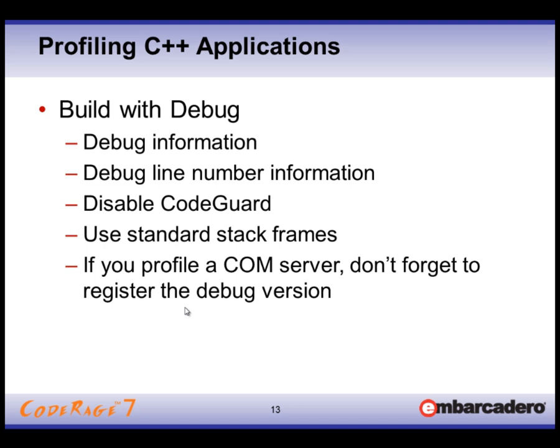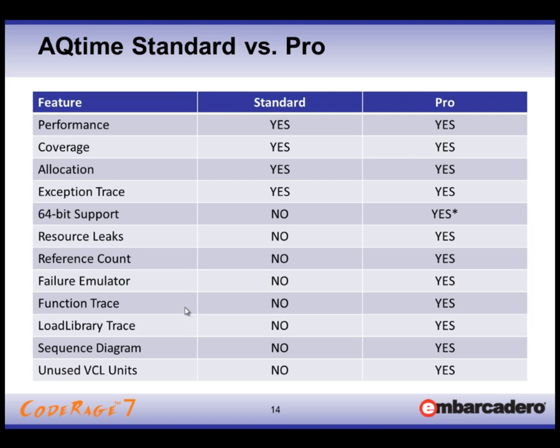And important, if you have a COM server, don't forget to register the debug version when you run your test, because that's the one that's going to be loaded in memory. Otherwise you won't get performance data. And as mentioned earlier, AQtime Standard is a free version. Pro has more capability. Here I mentioned one important thing is 64-bit support is not available at the moment for C++ applications. It's only available for Delphi.